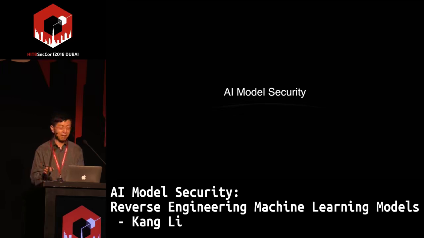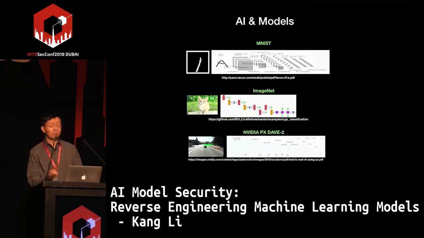But now let's come back to AI model security. So first, let's look at what AI models are, right? Again, by AI here, I mean deep learning. So I put 3 pictures here. These are really popular examples people put up. The very first one is called MNIST. It's a digit image recognition application.